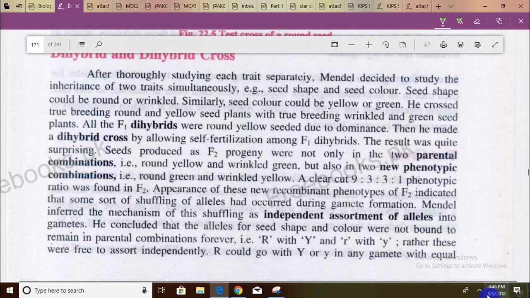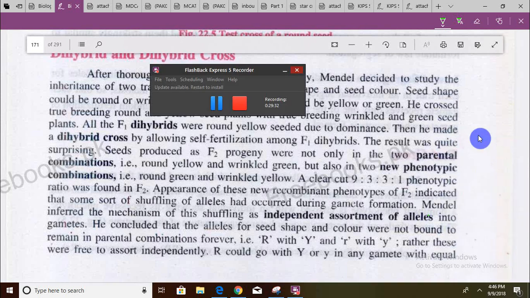Now let's see if we're going to talk about the dihybrid cross in this one or in the next video. Let's end this over here. I'll do the dihybrid cross in the next one.